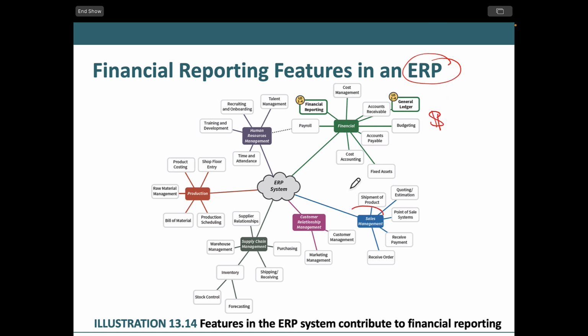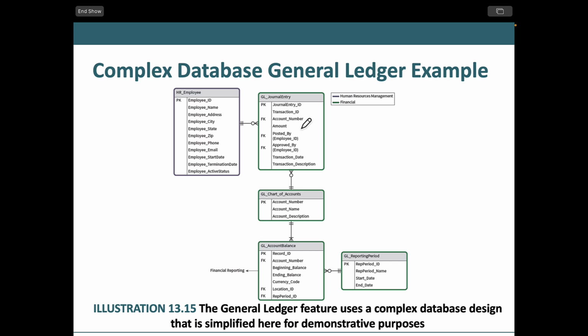Then we have sales management. We have our CRM, our customer relationship management. We have our supply chain management, production, and our HR management as well. Here we are taking a look at a complex database general ledger example, and you see the links here. We have our chart of accounts, our account balance, our reporting periods, the journal entry, and our HR employee.